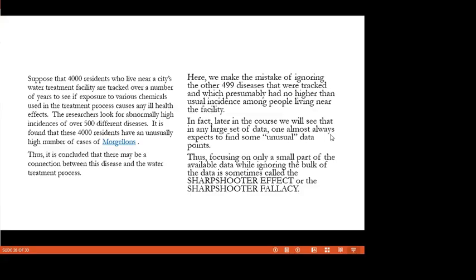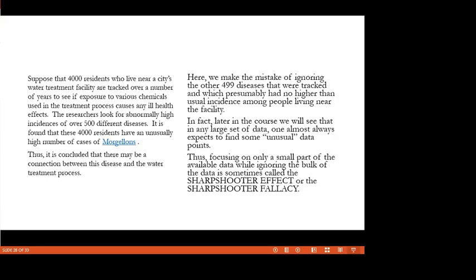And so the term that we're going to illustrate here is this: what we did in this problem is we have a very large set of data out there. We're tracking 4,000 people in terms of 500 different diseases. And all we picked on was basically 1/500th of the data, and nothing was said about the rest of the data. In statistics, when we focus on only a tiny fraction of the available data and ignore the rest of it, sometimes you would call this the sharpshooter fallacy or the sharpshooter effect.